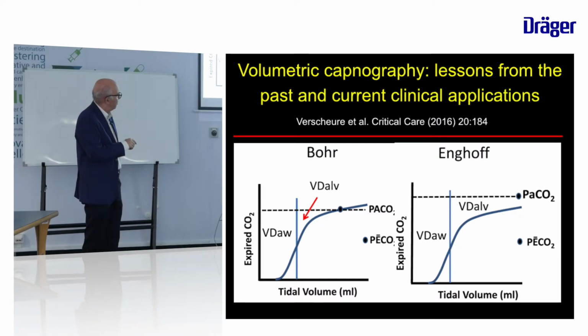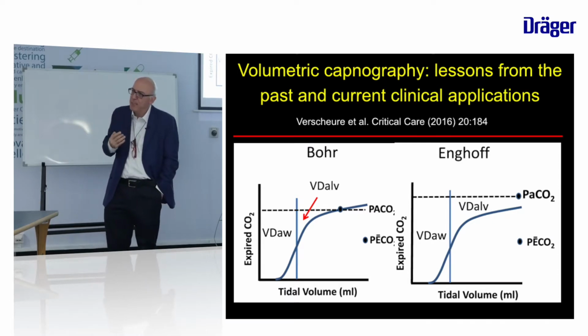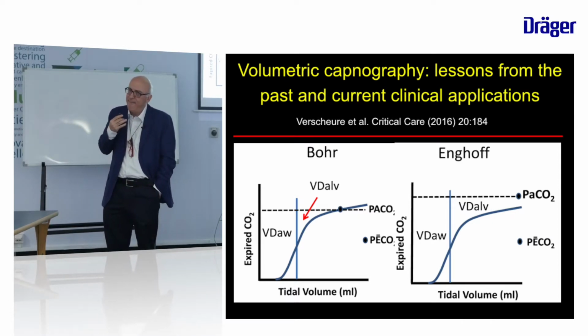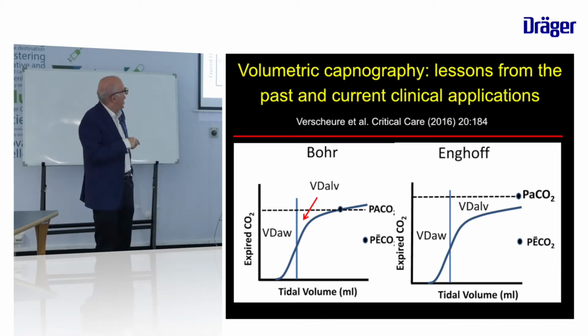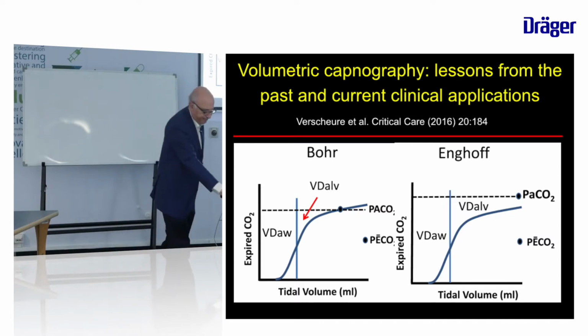alveolar PCO2. So the question is that the Bohr method usually does not take into account the possible changes in the physiologic dead space due to the shunt, while the Enghoff method, measuring the PaCO2, also includes the possible effects of shunt on the calculation of the dead space.